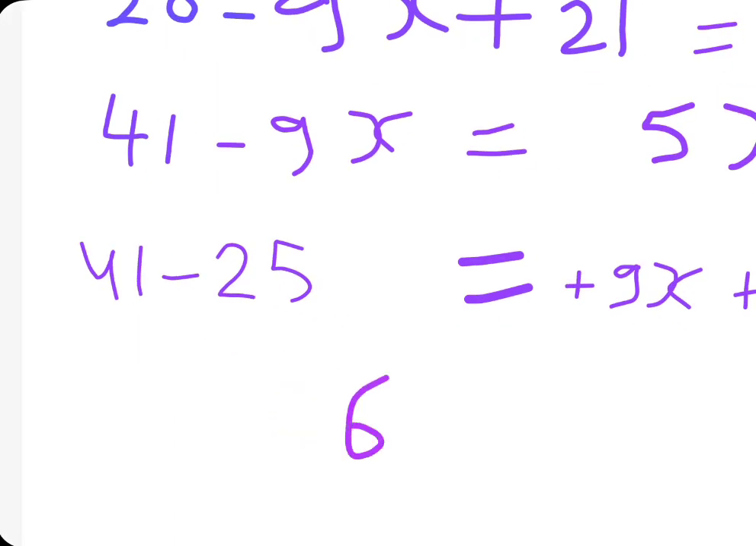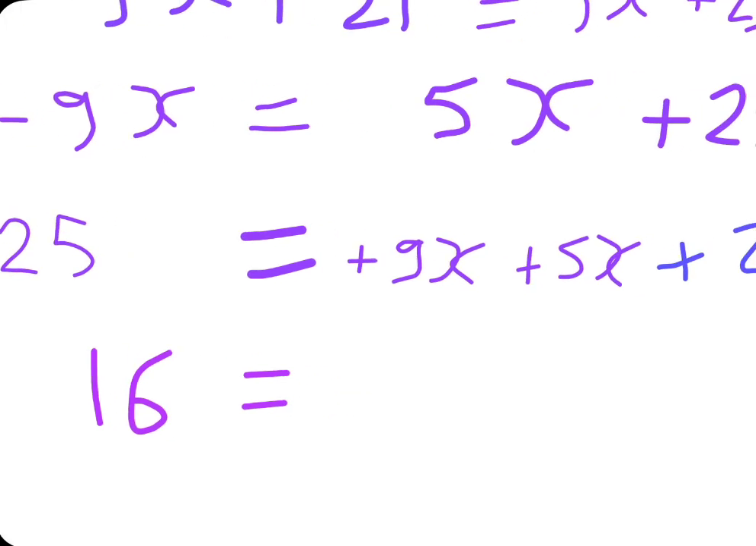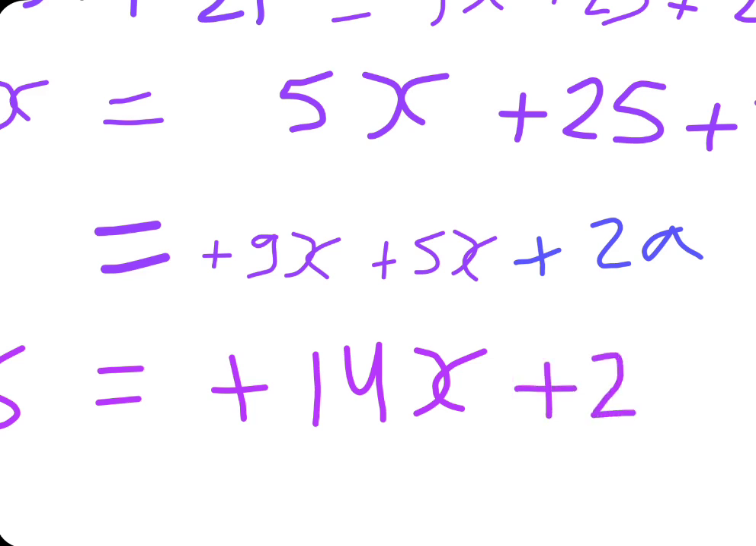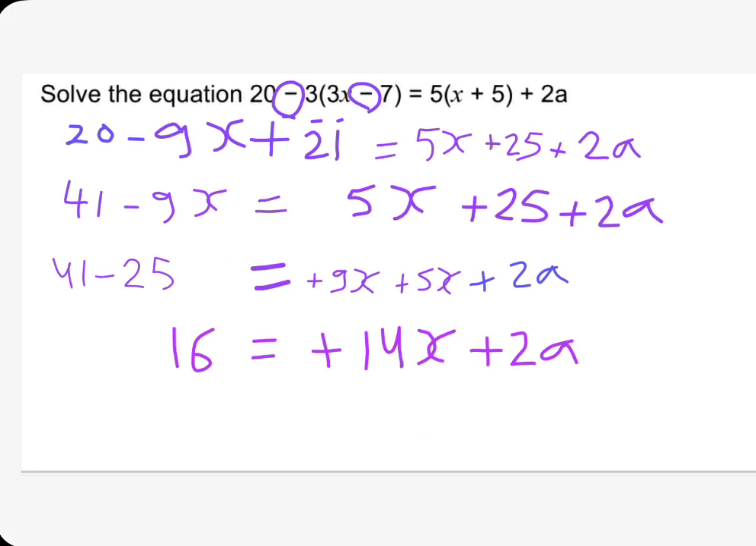So 16 equals here. We have 9x plus 5x. Both of them are positive. So the sign will be positive. 9 plus 5 is what? Very good. It's 14. 14x. And then plus 2a. And this is the final equation. By solving this equation, we simplified it as we can. So 2a plus 14x equals 16.